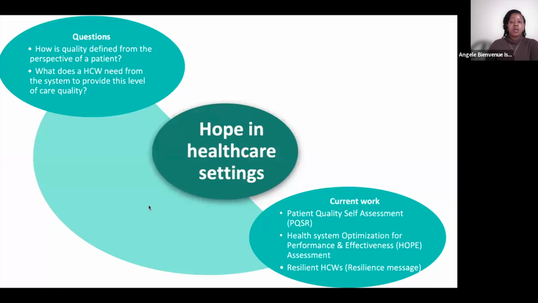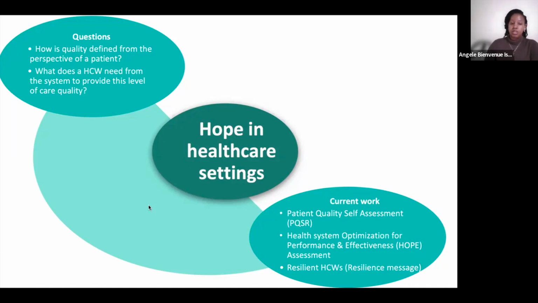Now, actually, we are on the phase of confirming the properties of this tool called the patient quality self-report, where a healthcare recipient can provide their perspective about the care they have received. So this tool can be taken as one of the tools that are used to evaluate quality of care.